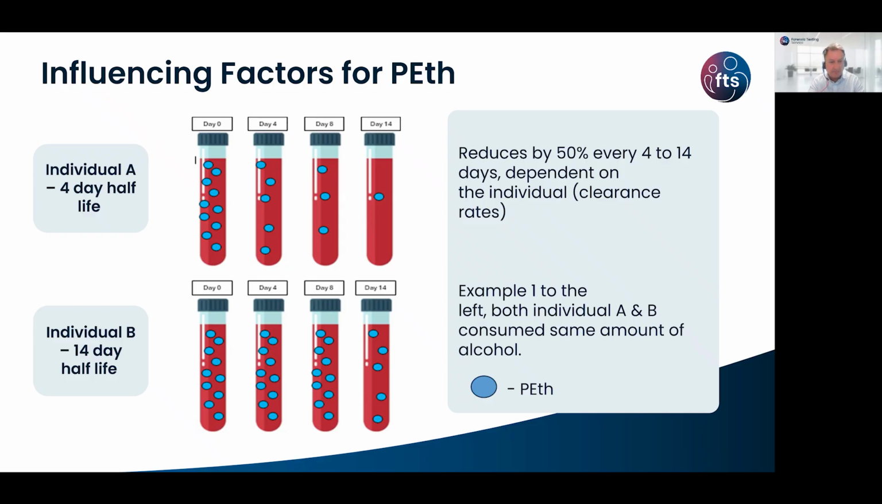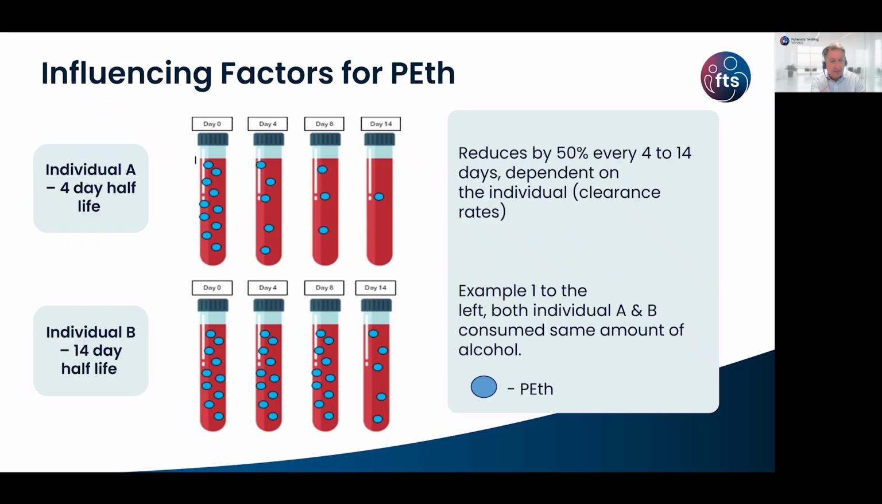If you've got 2 people, and individual A will process and clear PEth a lot quicker, they would generally have what's called a 4-day half-life. So every 4 days, the level of PEth in the blood is halved until it's gone completely. So you can see that individual A reduces their levels of PEth every 4 days, and as you can see from the blue dots in the vial on the left, after day 14, it's pretty much gone. Level of PEth has gone.